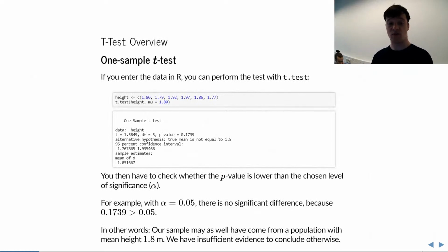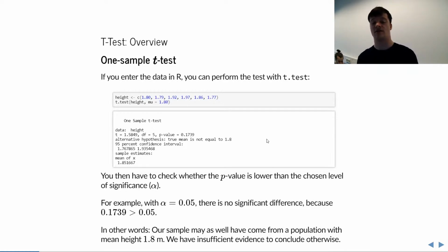In R, it's very simple. Just put these numbers into a vector, like I've done over here. The c means concatenate, so bind them together. So now we have a vector height that contains 6 values. Just say t.test(height). That will perform the t-test. And I want to specify that the value under the null hypothesis, the theoretical value, is 1.8 meters.